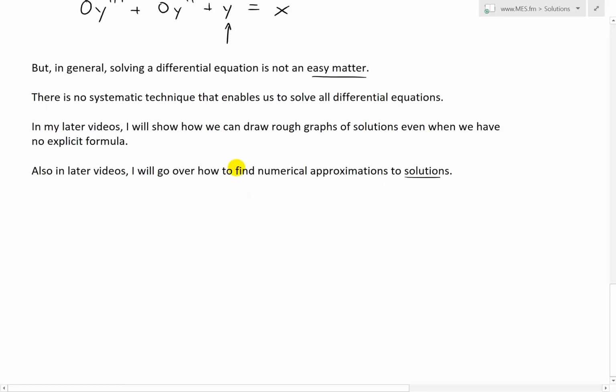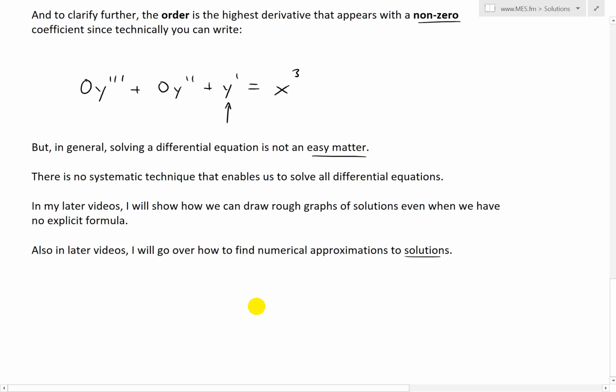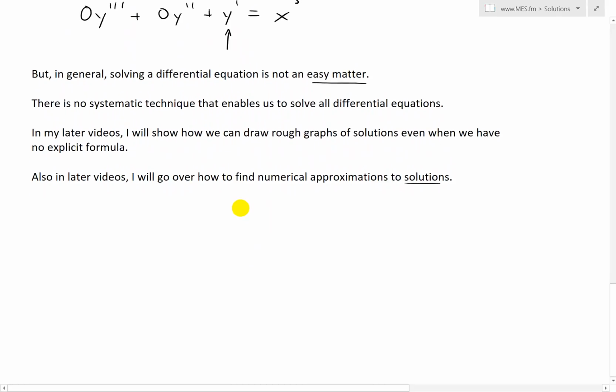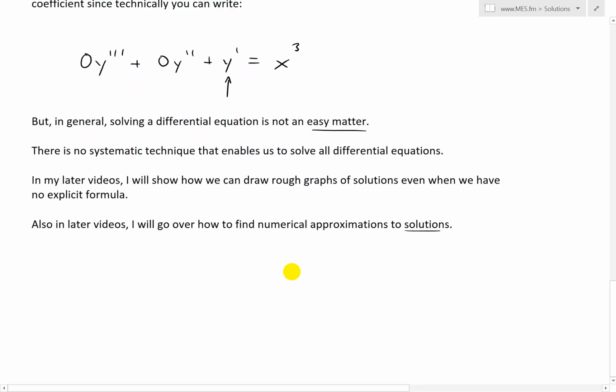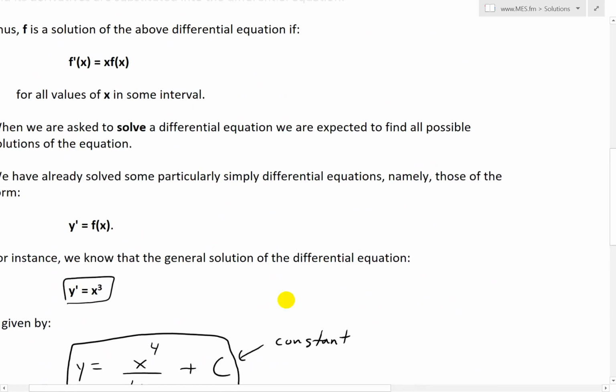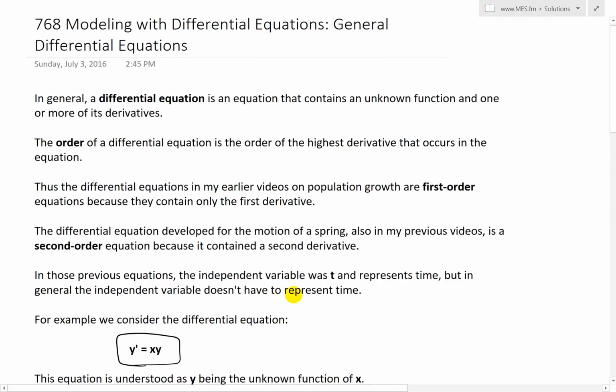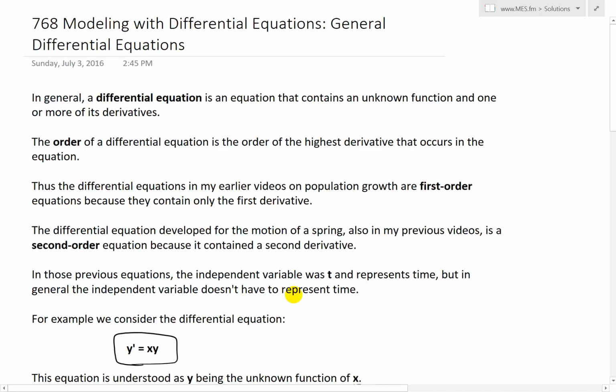There are very few real-world applications where you can find an explicit formula or easy solution that you can't just use approximation for. Anyways, that's all for today. Hope you learned from this. It's just a general introduction to differential equations. In later videos, I'll go over more in depth.